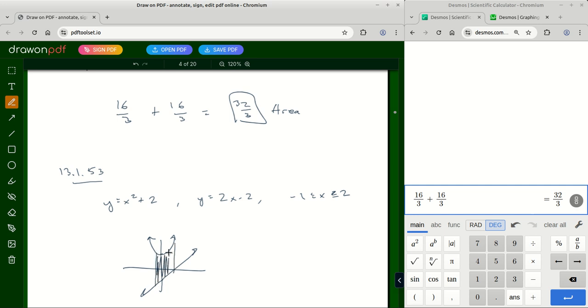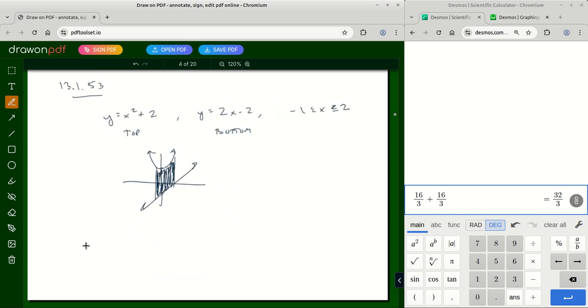So I'm suspecting it's going to be something kind of like this. The parabola is definitely on top. This guy's definitely on the bottom, like the entire time. So all I'm going to do is do my integral. So -1 to 2 of, I got my x squared plus 2 minus 2x minus 2 dx. And we figure it out.